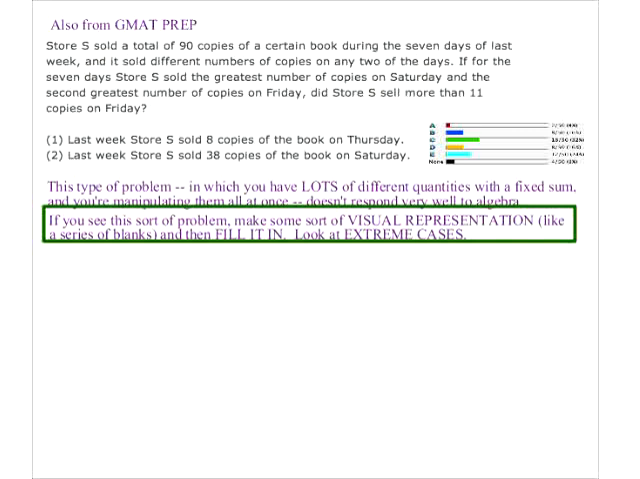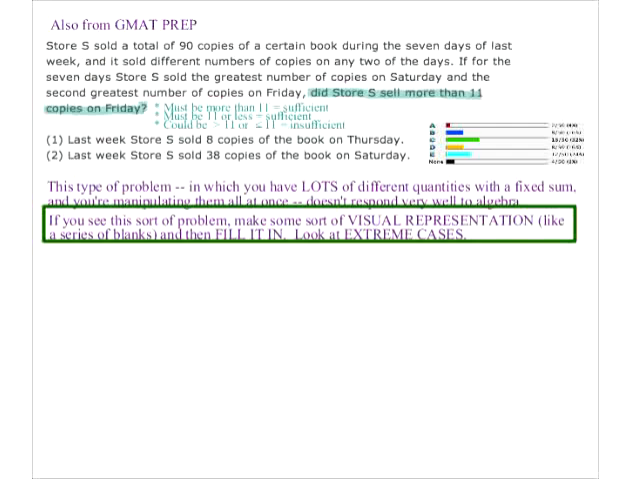First of all, let's make sure we understand the question, because this question is sort of weird. If you're relatively new at data sufficiency, you may even have some issues with just understanding what's going on in this problem in the first place. But did store S sell more than 11 copies on Friday? So what we're doing here is, if it must be more than 11, that would be sufficient. If it must be 11 or less, that would also be sufficient because that would be a no answer. But if it could be more than 11 or less than or equal to 11, that's insufficient. So again, I've got to put a line down there.